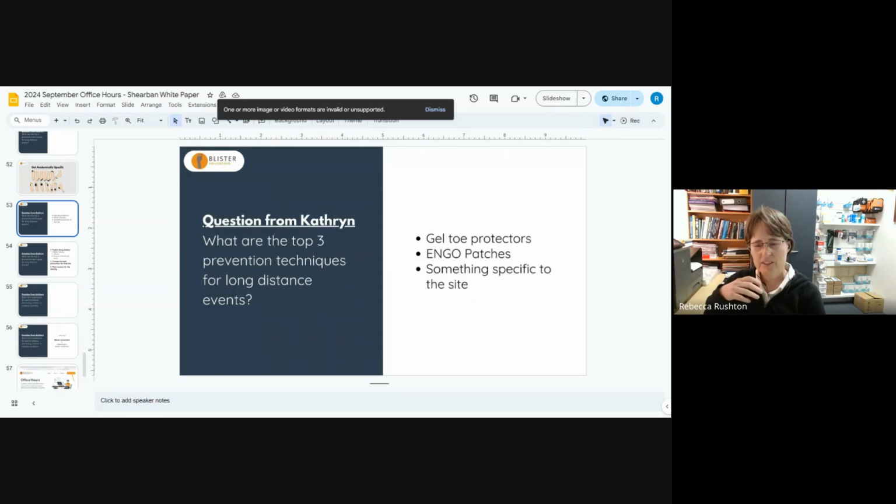If I had to distill the way that I approach blister management into a very short and sharp description, it would be: I'd use gel toe protectors for the majority of toe blisters and Engo patches for everything else. But I'm always looking for something that is specific to that site, and that is generally the bone movement component. So I'm generally looking for what these bones are doing.